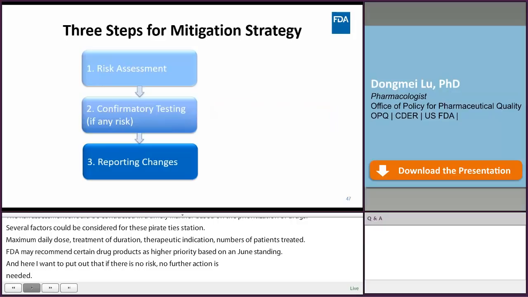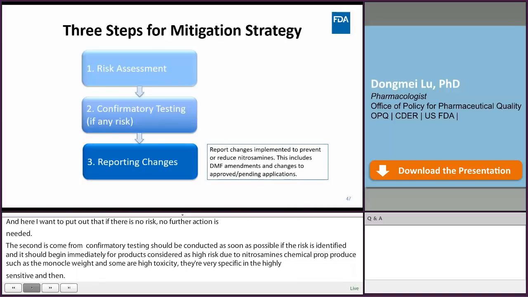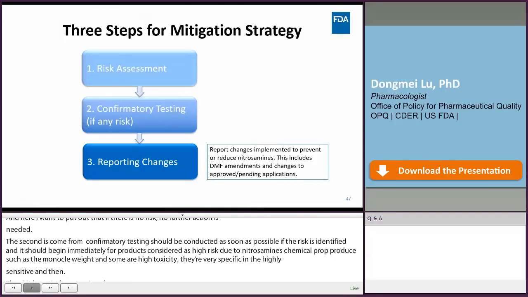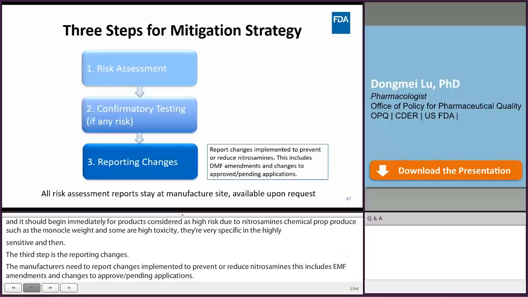The third step is reporting changes. The manufacturers need to report changes implemented to prevent or reduce nitrosamines. This includes DMF amendments and changes to approved and pending applications. Here, I want to draw your attention that all risk assessment reports should stay at the manufacturer site, and they should be available upon request.